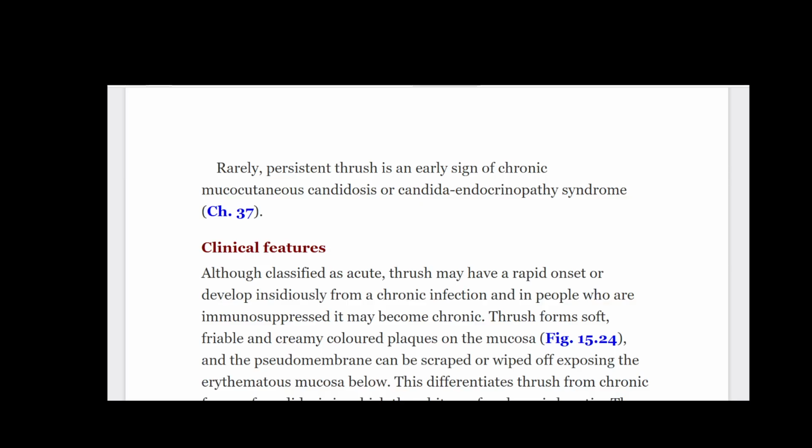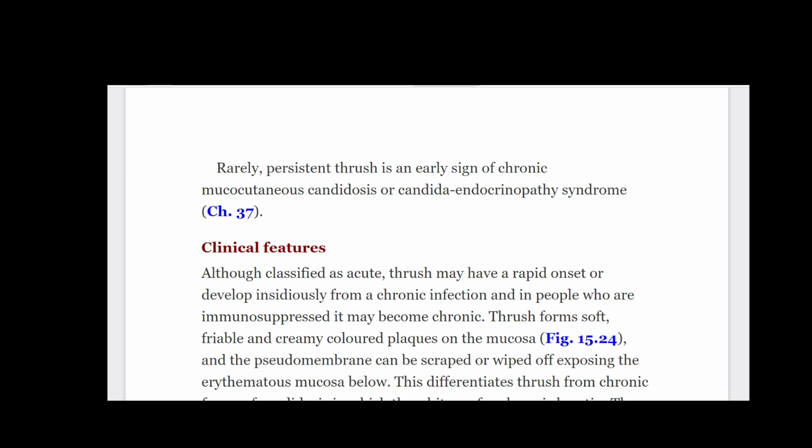Clinical features. Although classified as acute, thrush may have a rapid onset or develop insidiously from a chronic infection, and in people who are immunosuppressed it may become chronic. Thrush forms soft, friable and creamy-colored plaques on the mucosa, Fig. 15.24, and the pseudomembrane can be scraped or wiped off, exposing the erythematous mucosa below. This differentiates thrush from chronic forms of candidiasis in which the white surface layer is keratin.